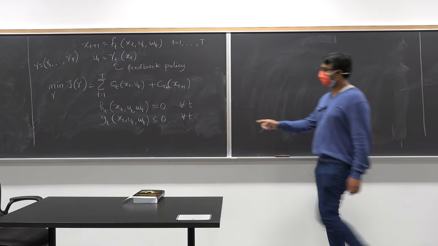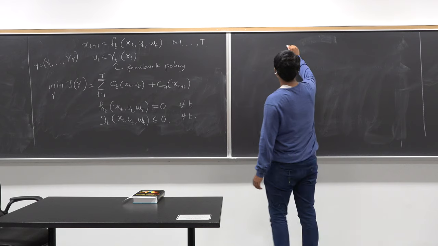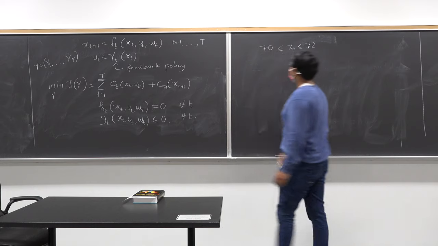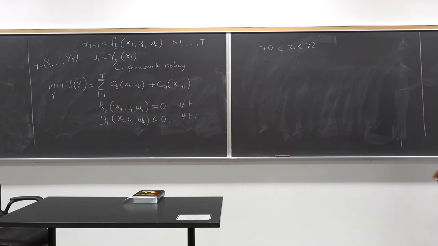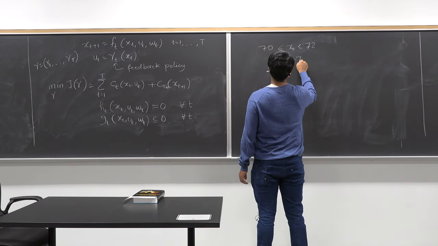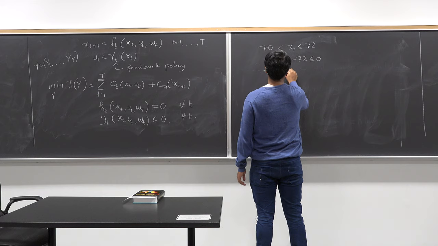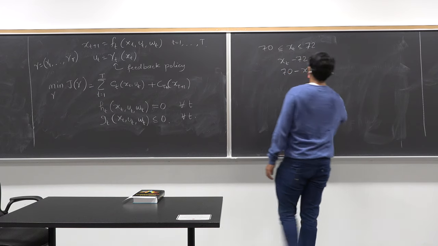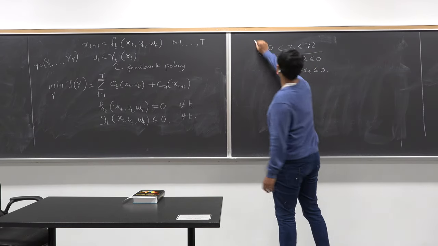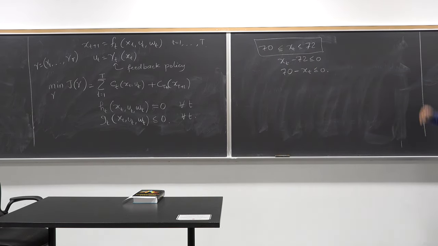And if you think about it, we want our temperature x_t to be less than or equal to 72 degrees Fahrenheit and greater than or equal to 70 degrees Fahrenheit. I can write it as two constraints with inequalities: x_t minus 72 less than or equal to 0, and 70 minus x_t less than or equal to 0. So this is the original constraint that somebody from the top, let's say the president of the university, told me, that this temperature should be between 70 to 72.